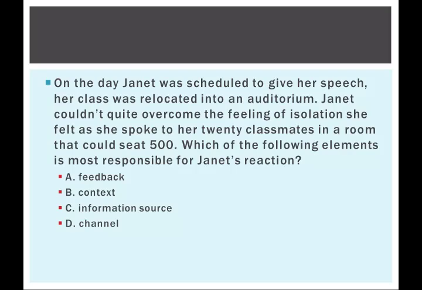The correct response is B, context. So the actual auditorium is a context change for Janet. We know that she was scheduled to give her speech in a regular sized classroom, which is also physical context. And because she was relocated, that affected the way that she felt in her confidence and trying to give that speech. So a lot of this might have to do with how she's able to engage with her audience. So that context obviously had an effect on the way that she was able to communicate with her peers.